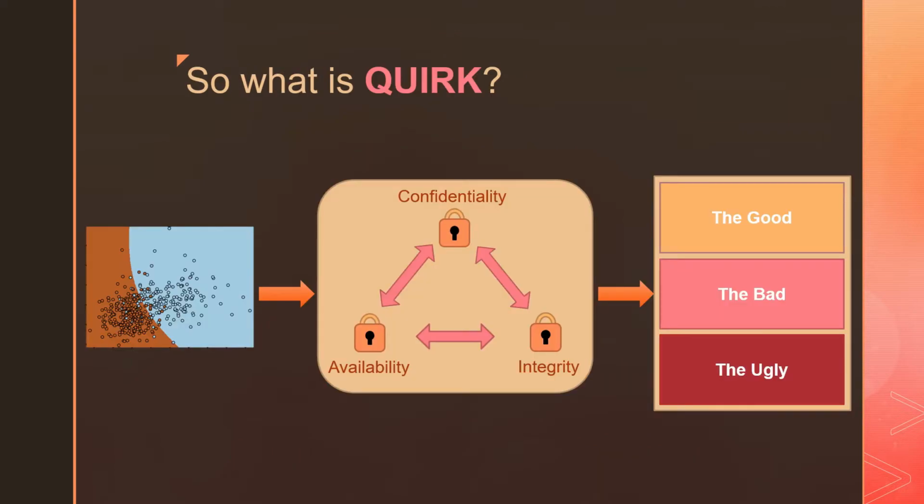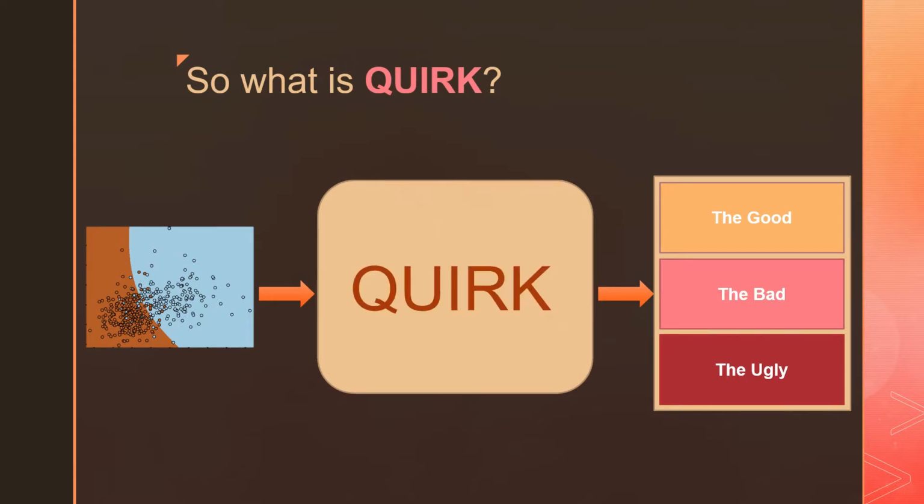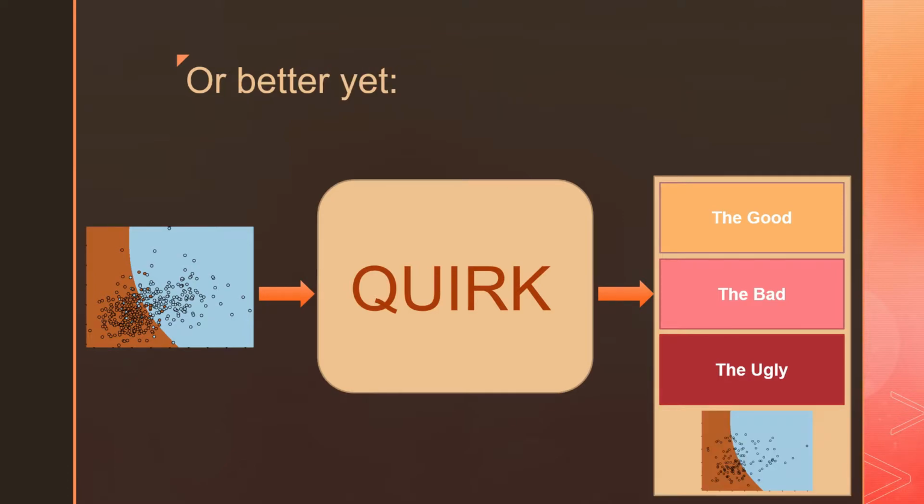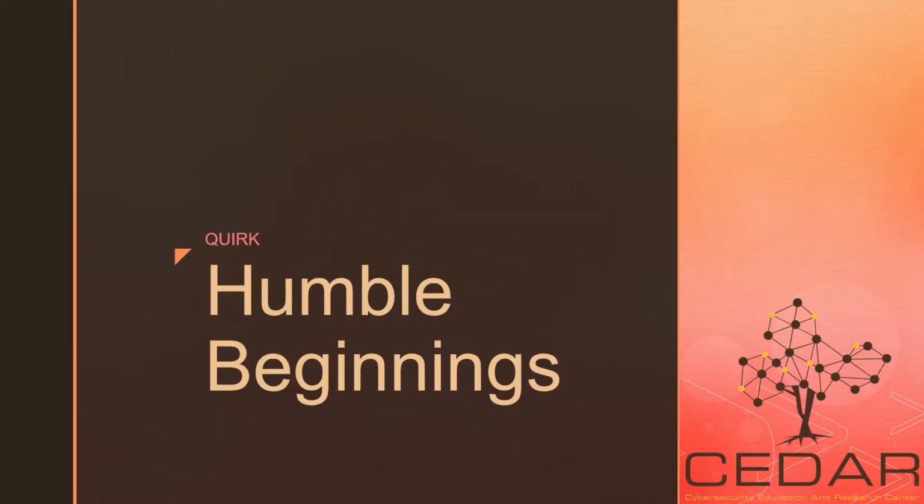What if you had a machine learning model and you wanted to feed it through some sort of process and get back out the good, the bad, and the ugly? In other words, could you quantify the information risk? Or better yet, could you quantify it and then get out a better, more secure model? Quirk started from some pretty humble beginnings.